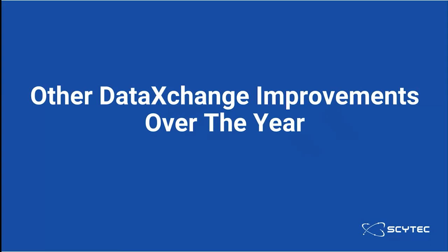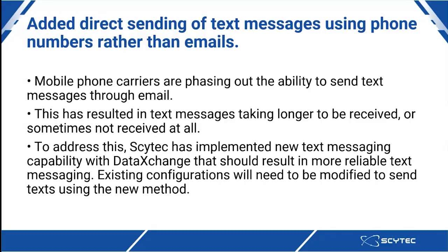Finally, for this webinar, I'm going to be going over some of the other updates that came out over this year. We also added direct sending of text messages using phone numbers rather than emails. And we had to do this because mobile phone carriers are phasing out the ability to send text messages through email. This has resulted in text messages taking longer to be received, or sometimes not being received at all. To address this, Scytec has implemented new text messaging capabilities with DataXchange that should result in more reliable text messaging.